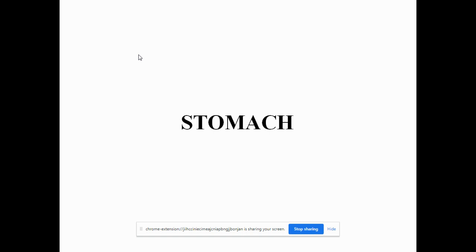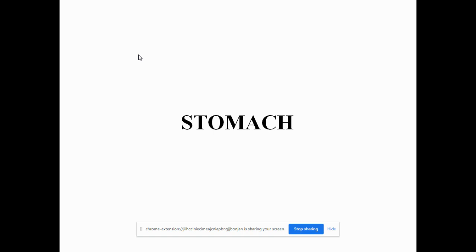Hello students. So today we will see about the stomach. In the previous class we have seen about the esophagus, the different regions of the esophagus and the different processes of the esophagus, how the food is transported from the mouth into the esophagus.